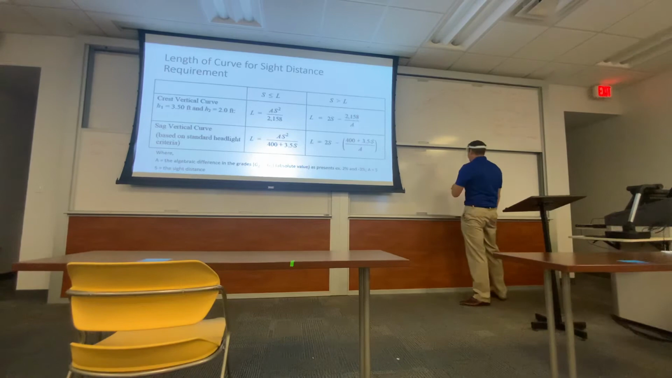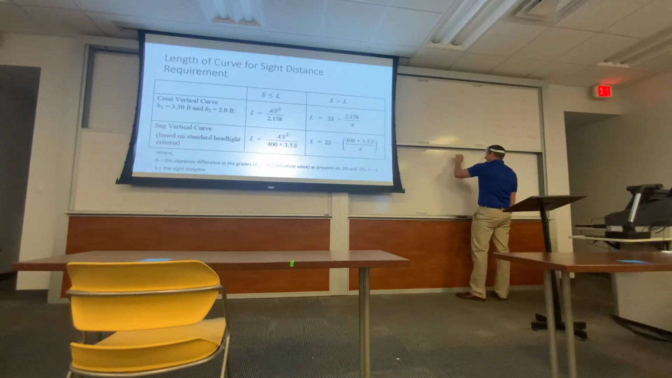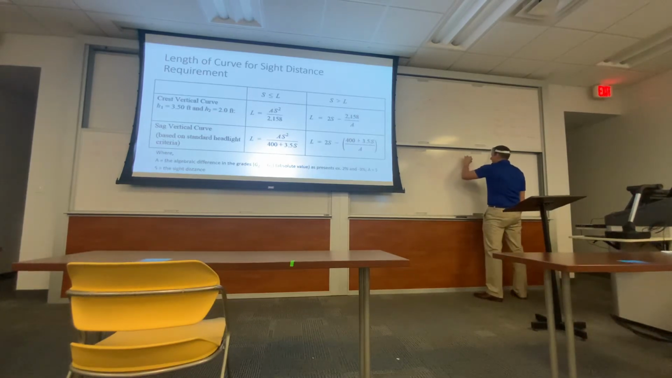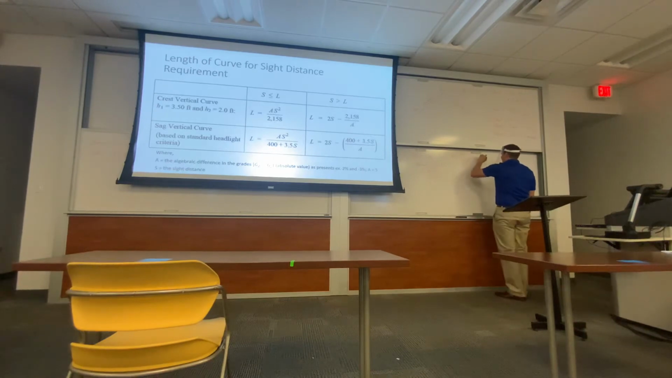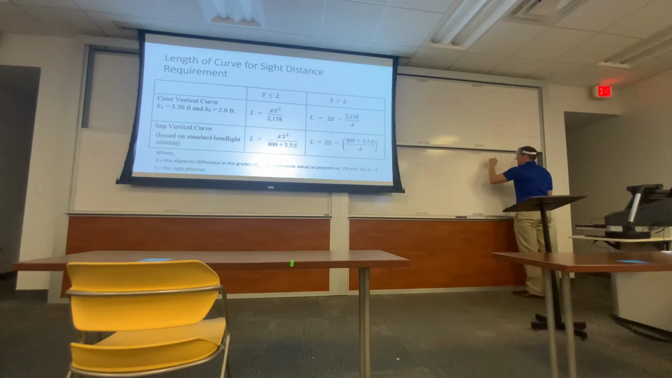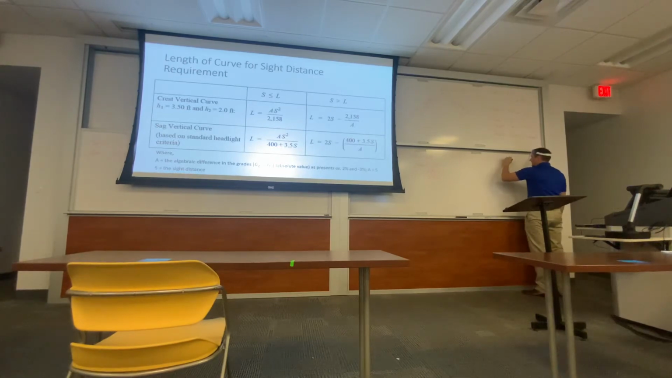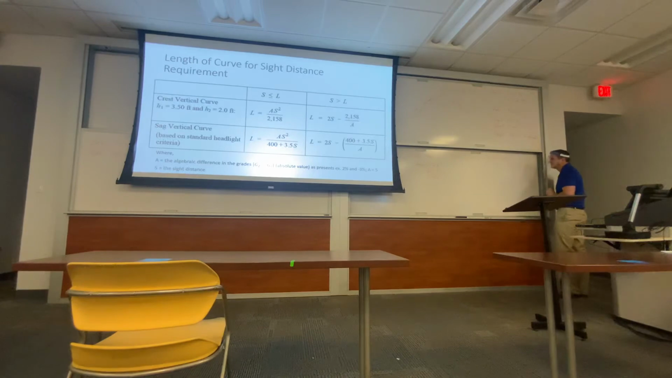Okay, what is A equal to? A equals the algebraic difference in the grades as a percent, which equals the absolute value of 4.25 minus negative 3.95, which equals 8.2.